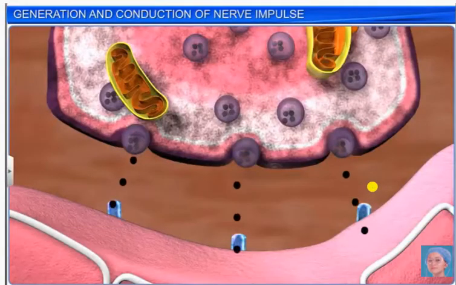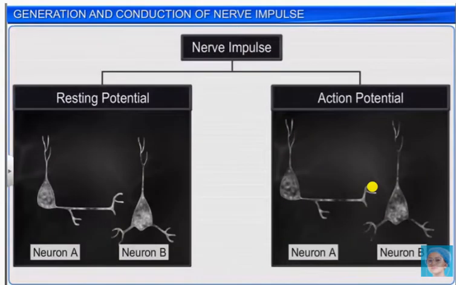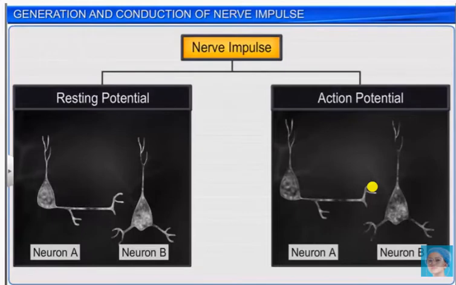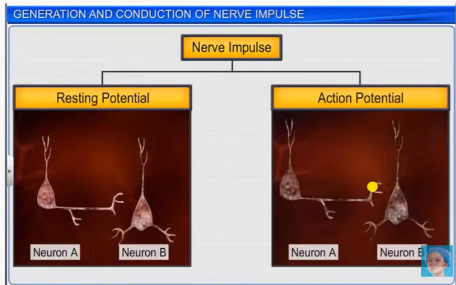Nerve impulse is the sum of mechanical, chemical, and electrical disturbances created by a stimulus in a neuron. The conduction of the nerve impulse can be divided into two main phases: resting membrane potential and action membrane potential.